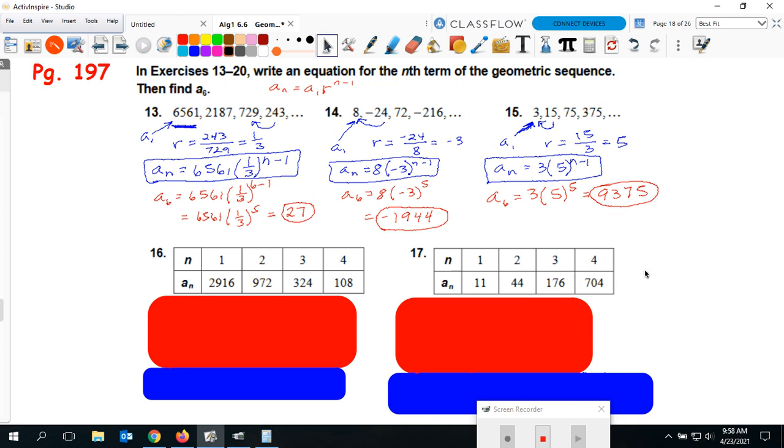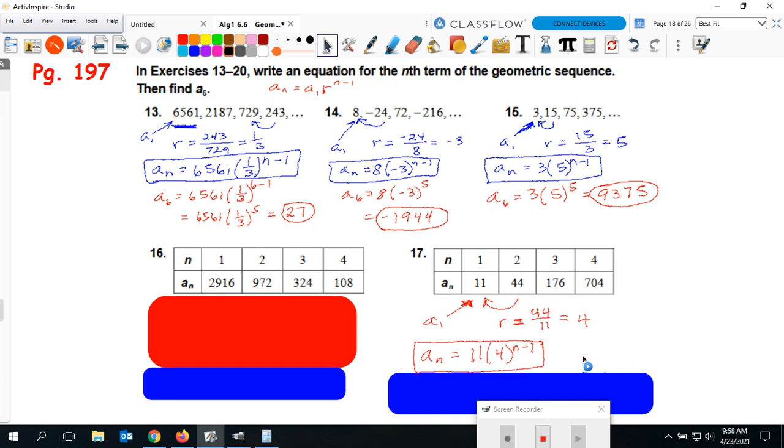Okay, number 16 and 17 are pretty much the same idea. This one is going down, this one's going up. I'll do the going up one here. So our first term, you can see position 1, first term is 11. Common ratio, what are we multiplying 11 by to get 44? That's just 4. You could also do 44 divided by 11 to get that. So you write your answer for the first part as a of n equal to 11 times 4 to the n minus 1 power.